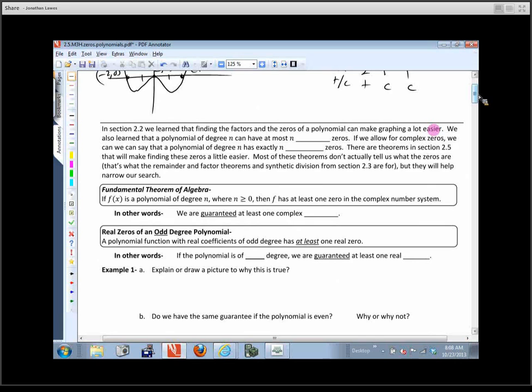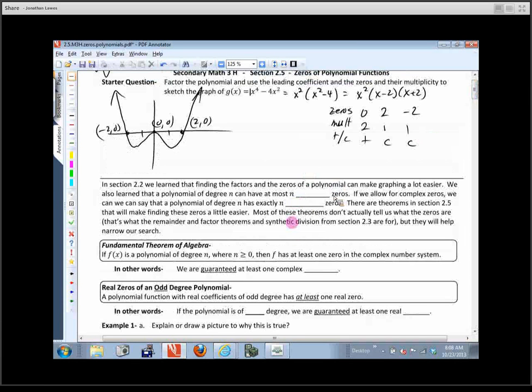Okay, we also learned this, and if you'll remember, this was at the bottom of the page, just kind of buried in a paragraph, but this is kind of a big deal, and it's going to be a much bigger deal today. It says we also learned that a polynomial of degree n can have at most n real zeros. So if it's degree 7, it could have 7 real zeros. That's possible. It doesn't have to have 7. It could have up to 7. Okay? And if we allow for complex zeros, if it's degree n, then it has exactly n complex zeros.